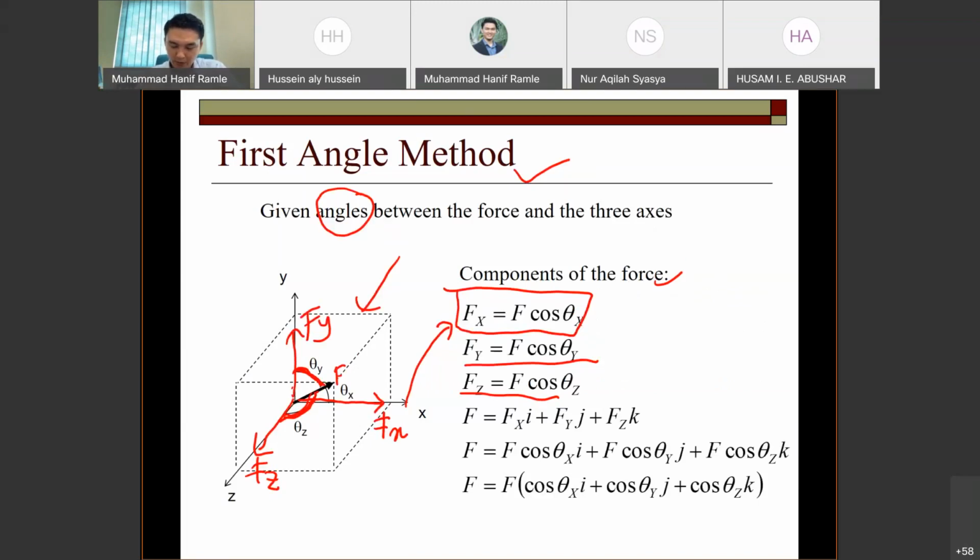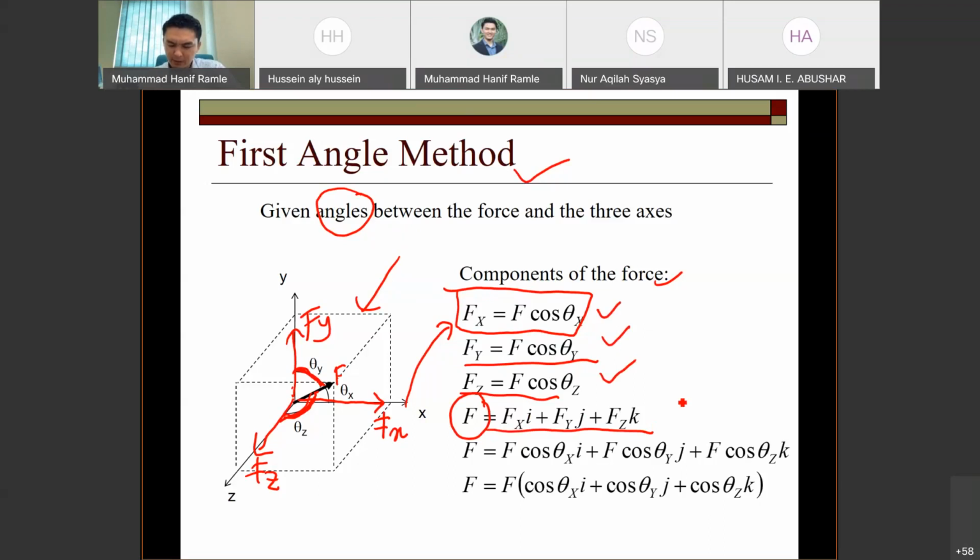So let me repeat. If you have to resolve into components, you have to apply these three equations. If you have those three equations, you will get the final resultant force in terms of IJK form. So you substitute the values of Fx, Fy, Fz into this equation.